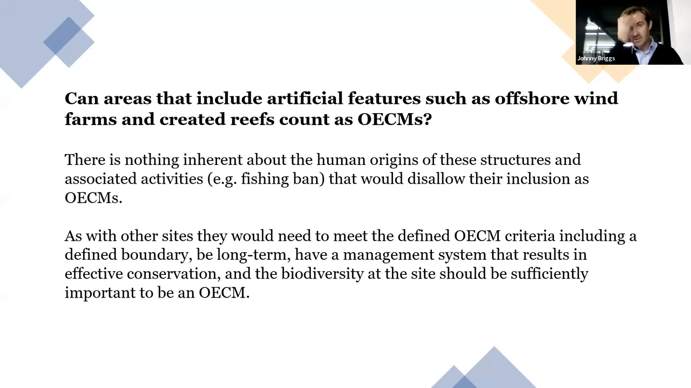So this comes up a lot as well. There's been guidance developed by the FAO on fisheries. That's the leading sector thinking about marine OECMs. But offshore wind farms, for example, come up quite a lot. If you have an offshore wind farm, then you might ban fishing around that area, and that could bring ancillary biodiversity benefits. Where the IUCN has landed on this is that there's nothing precluding these sites from qualifying, but again, you've got to run it through the criteria. Always go back to the criteria.